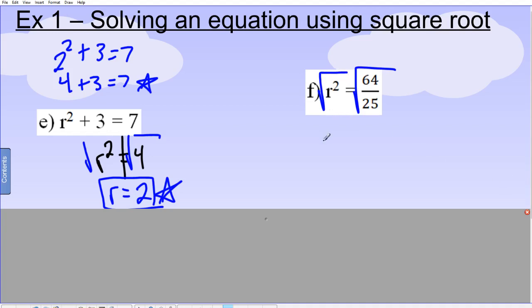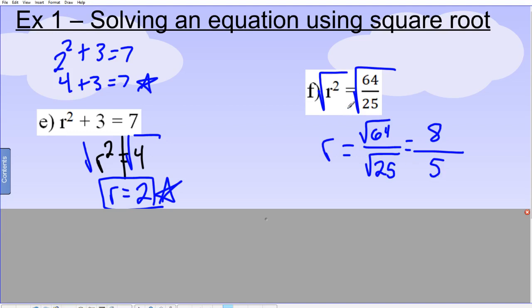I'm square rooting both sides here. This side, I get just r equals. This side, you do not want to divide that and then square root it, because you're going to get a big ugly decimal and it's going to be a pain. What would be much easier, and this is correct by the way, is to square root the top and square root the bottom. Treat it as two separate problems. If I square root just the top, the square root of 64, according to our table, is 8. If I square root the bottom, according to our table, it is 5.